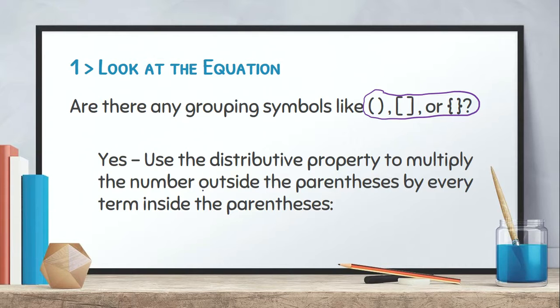And the distributive property is as simple as this. If I've got 3 times x plus 3, I use the distributive property, meaning I multiply 3 times x, and then I multiply 3 times 3. So this becomes 3 times x is 3x, plus 3 times 3 is 9. And I've distributed that 3 between the two.